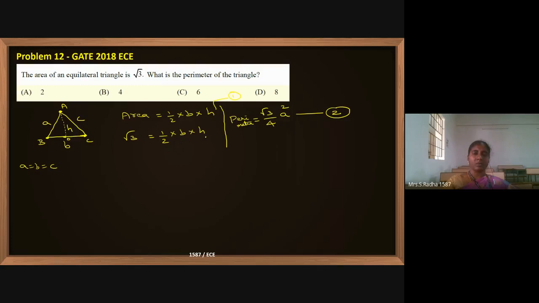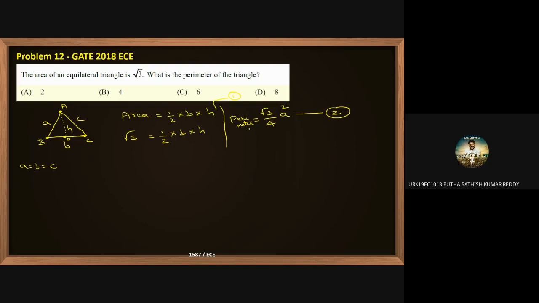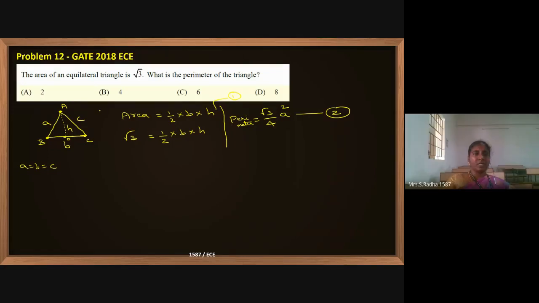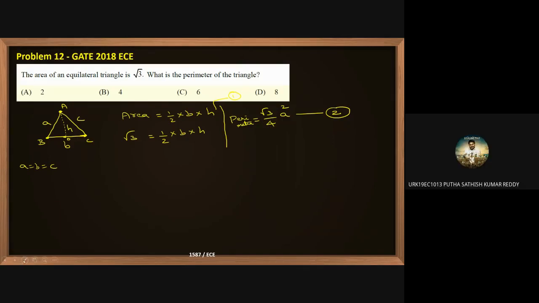Okay, next, what are you suggesting? No, ma'am, I'm not suggesting that formula. The area of an equilateral triangle is root 3 by 4 a square, ma'am. So root 3 by 4 a square equals root 3. Given is A. Oh, this is not the perimeter. You told area. Yeah, ma'am.